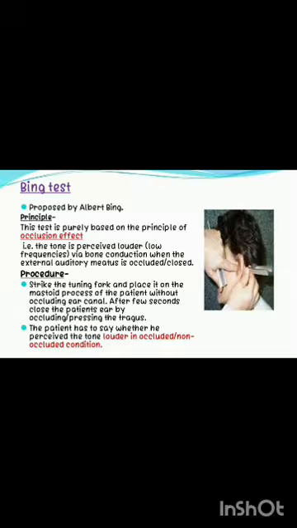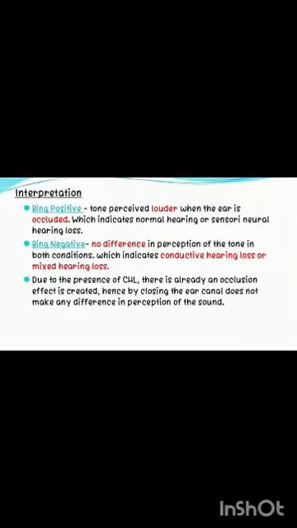After a few seconds, close the patient's ear by occluding, pressing the tragus. The patient has to say whether he perceived the tone louder in the occluded or non-occluded condition. Interpretation: Bing positive, the tone is perceived louder when the ear is occluded, which indicates normal hearing or sensorineural hearing loss.